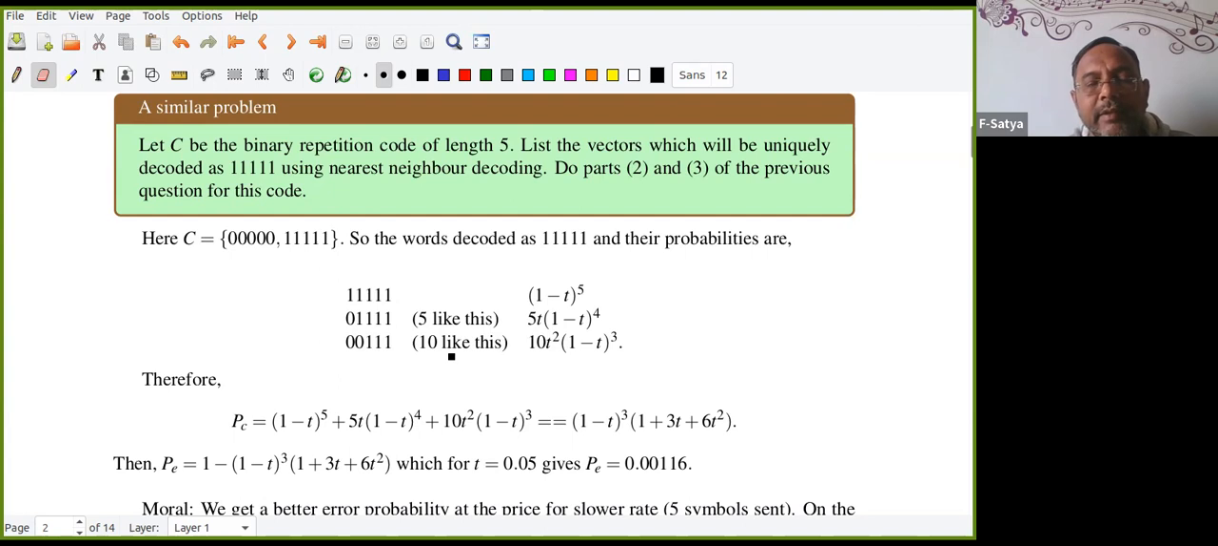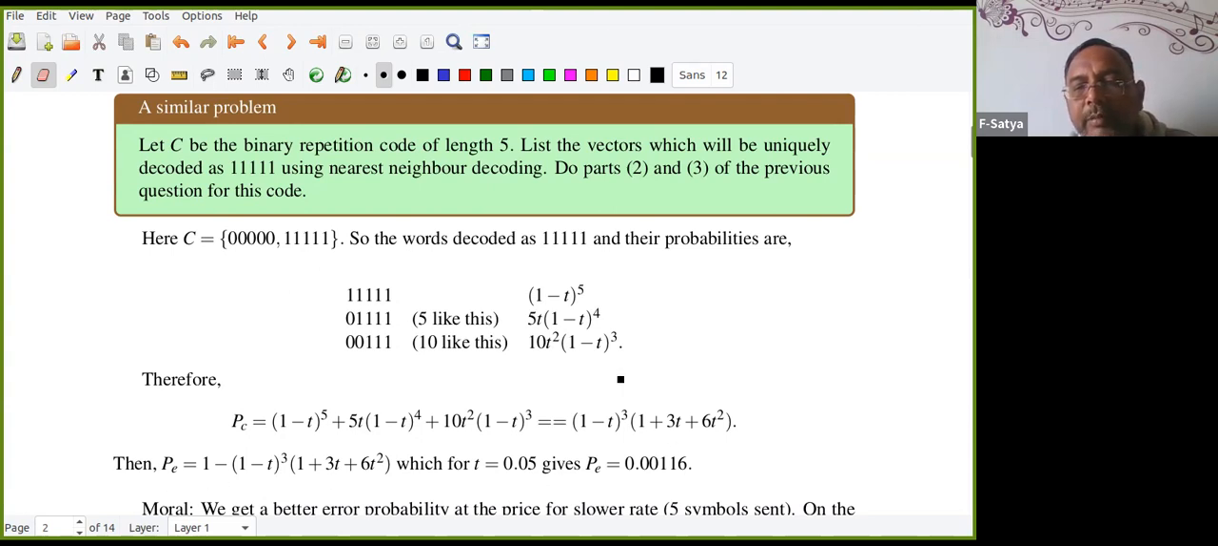Why 10 like this? Because we need to choose 5 choose 2. This is 5 choose 1. I have to choose one place for the error, or 2 places. 5C2 and 5C3 are the same, or similarly 5C1 and 5C4 are the same. So correct probability: now we need to add all of them and then we'll get something. Here also equal to 2 times k. So now this probability of error is this much.